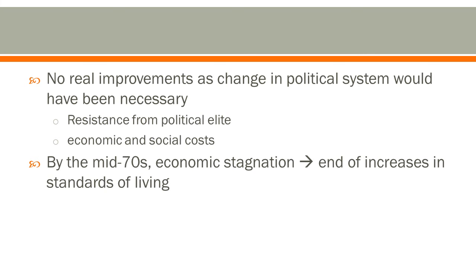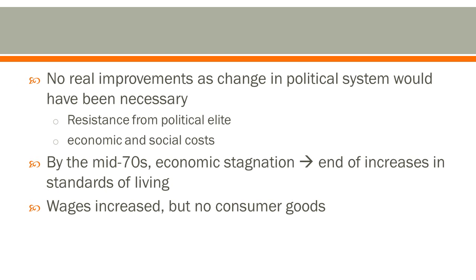So by the mid-70s, you have economic stagnation. There are increases in salaries, but you have the end of increases in standards of living. And part of that is because there are no consumer goods. There are very, very few cars, very few refrigerators, very few TVs, and so on and so forth. And so the result is the black market.